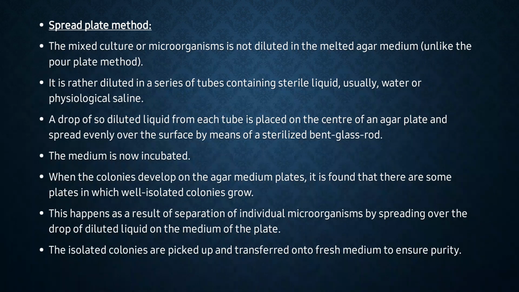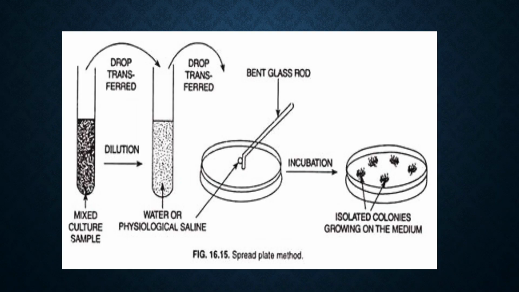When the colonies develop on the agar medium plates, it is found that there are some plates in which well-isolated colonies will grow. This happens as a result of separation of individual microorganisms by spreading over the drop of diluted liquid on the medium of a plate. The isolated colonies are picked up and transferred onto a fresh medium to ensure purity. This is a diagram for spread plate method. The mixed culture can be formed as isolated colonies.